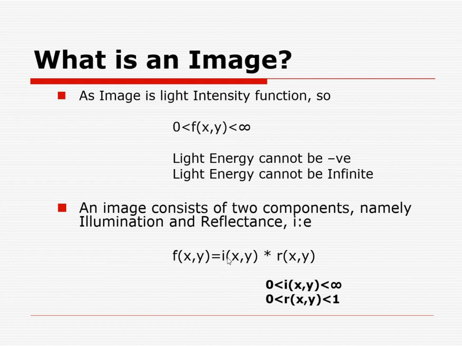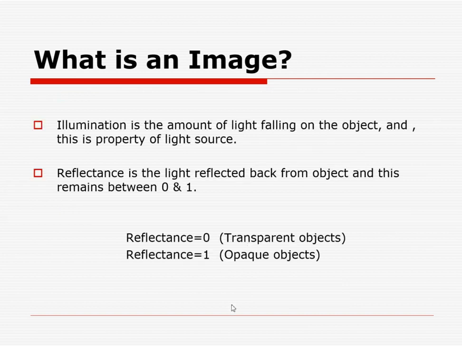And as this i stands for illumination or light, and light is a form of energy, we are going to pose a restriction: energy cannot be negative, and it cannot be infinite. And as this r represents reflectance, reflectance will always be between 0 and 1, that is ideal opaque and ideal transparent. So this is what I have been talking about, that reflectance is the light reflected back from the object, and this is always between 0 and 1.